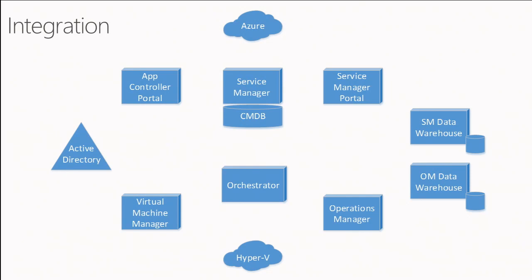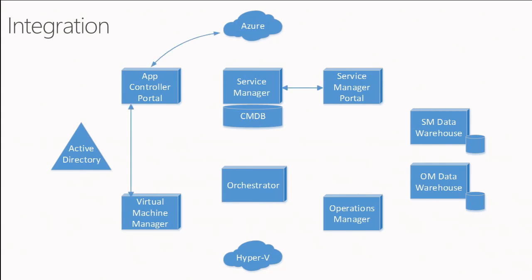But if you follow the deployment guidance that is included with this guidance set, and you get to just the installation, this is what you end up with from a logical perspective. At the top tier, you have the App Controller Self-Service Portal and the Service Manager Self-Service Portal, and in the middle, the Service Manager server itself with its configuration management database. Then down below, we have Orchestrator, Virtual Machine Manager, and Operations Manager. Active Directory, of course, we need. And then we have our data warehousing for Service Manager and Operations Manager. We have the Hyper-V fabric that Dave talked about constructing, and then maybe public cloud providers up above. Of course, we prefer Azure.